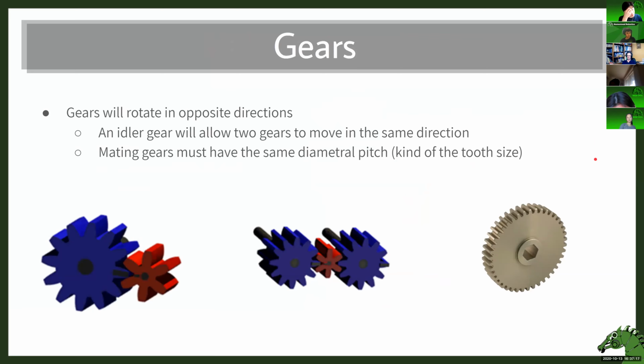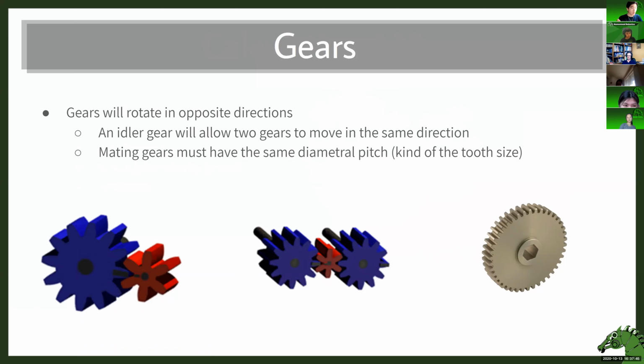Okay, so these are some characteristics of gears. A lot of the time in FRC, and just in general, you'll see belts and pulleys, as well as chain and sprocket, right? If you don't know what that is, I'll explain it in just a second. But those will rotate in the same direction. So a lot of the time, you want things to rotate in an opposite direction.